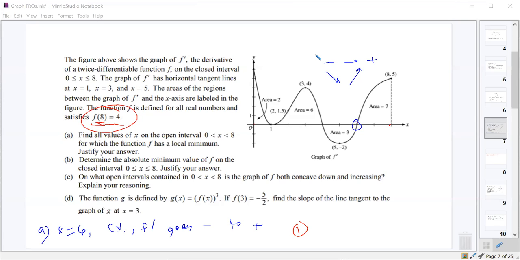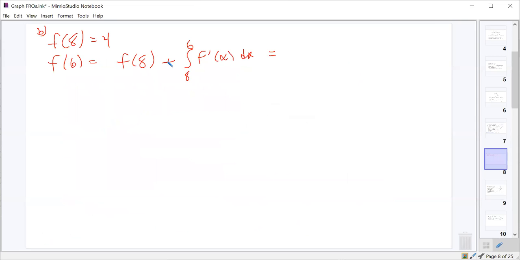All right. So what were we doing? Oh, we're looking for this. And so this integral, well, we know f of 8 is 4.